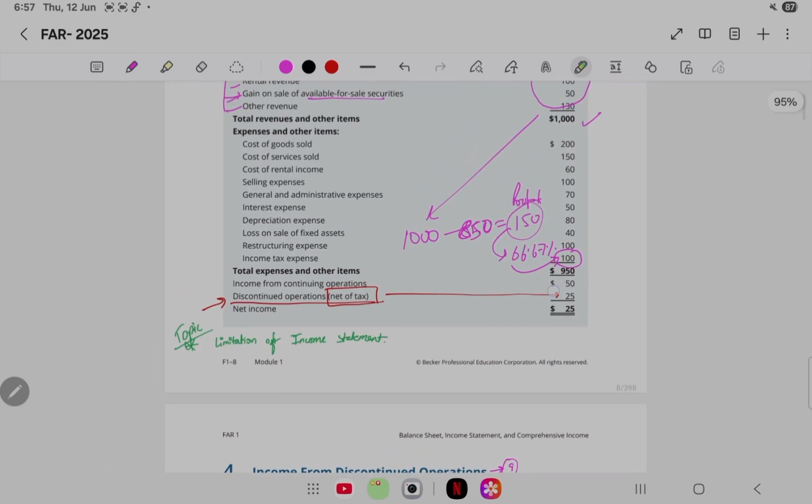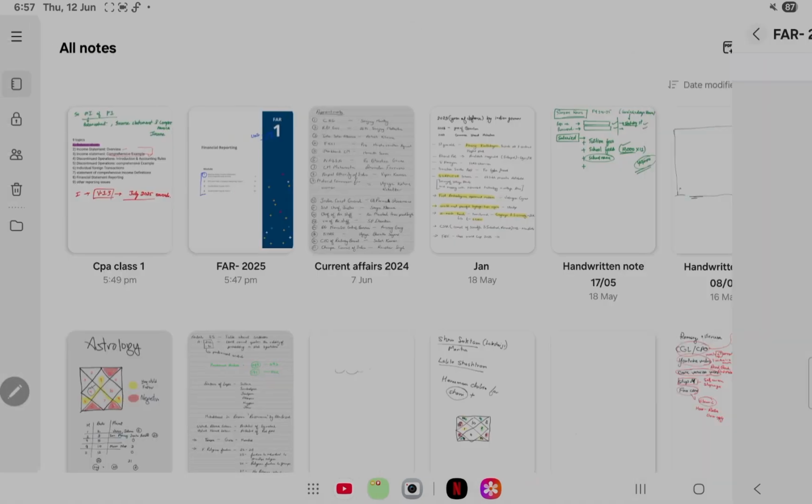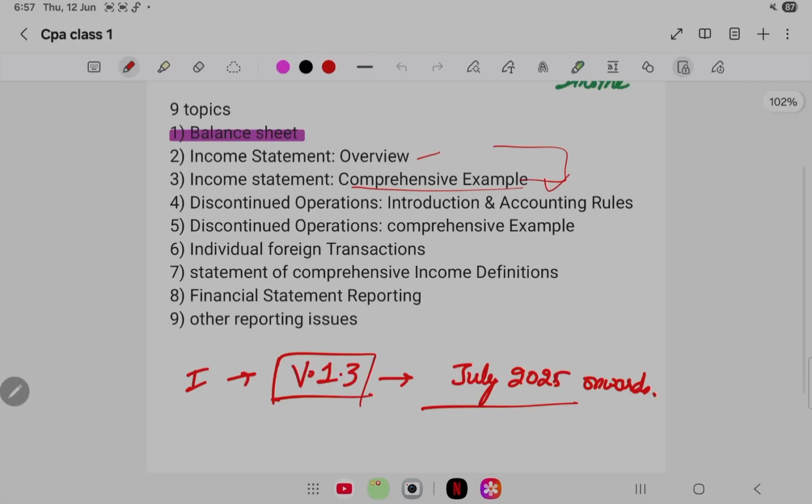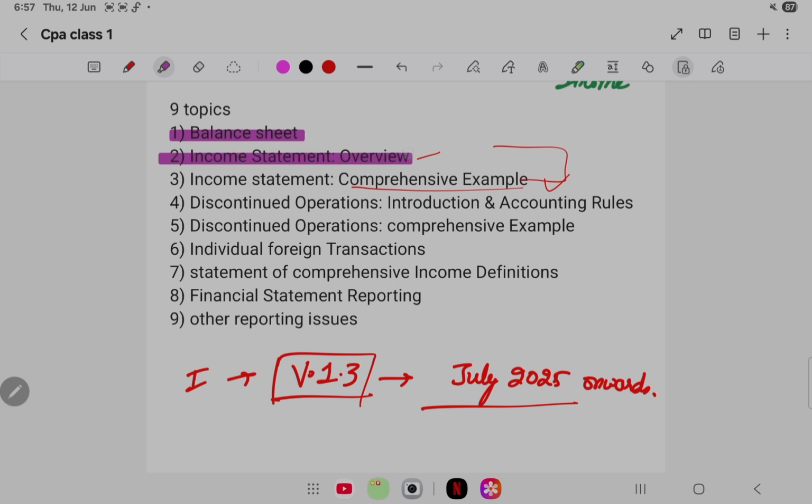Now we have done with the topic income statement, the income statement overview. We have done the comprehensive examples of both the models, multi-step and single step, right? Now the next topic will be discontinued operations: introduction and accounting rules, and a discontinued operations comprehensive example.